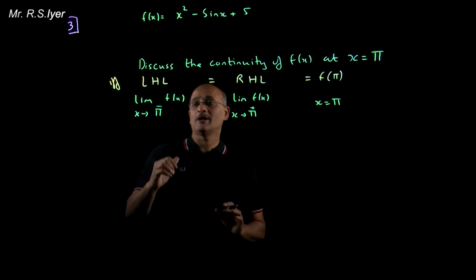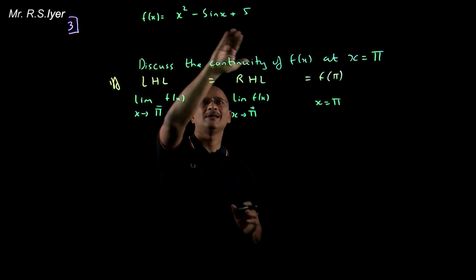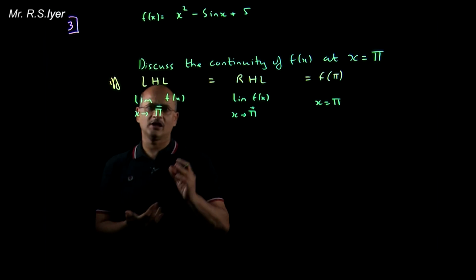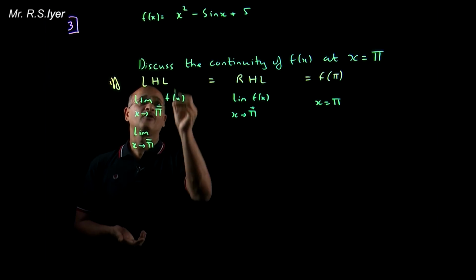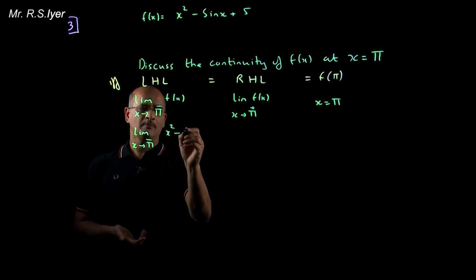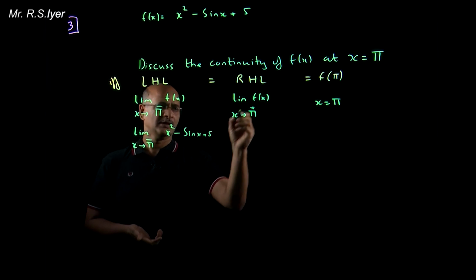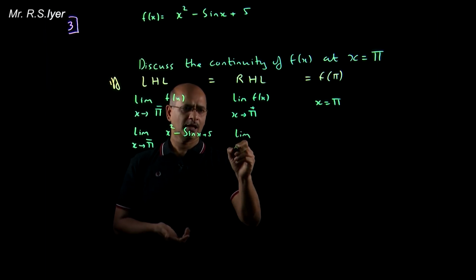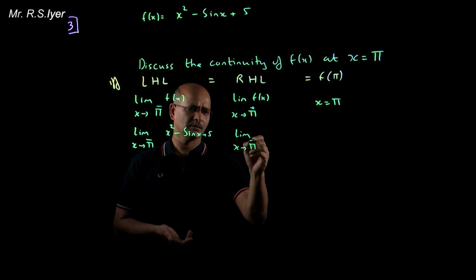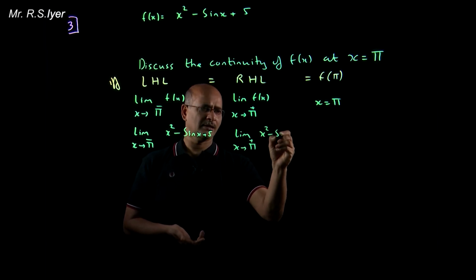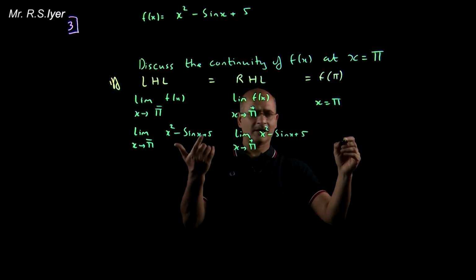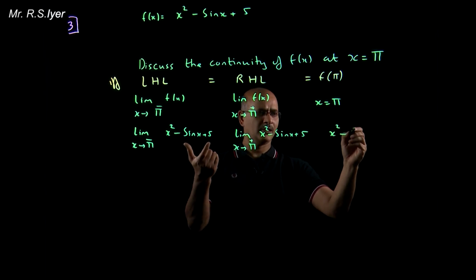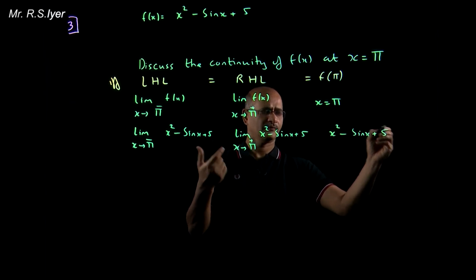Once you finish with this, you have to identify which function you have to consider. Now there is only one single function, so it will be the same function for all of the cases. So for the limit as x tends to pi bar, f(x) is nothing but x square minus sin x plus 5. Similarly here, limit as x tends to pi plus, that is nothing but x square minus sin x plus 5, and finally here also it will be x square minus sin x plus 5.